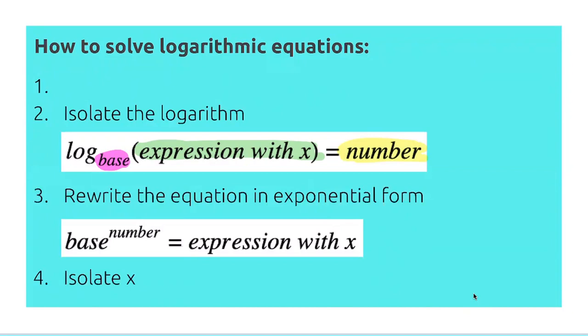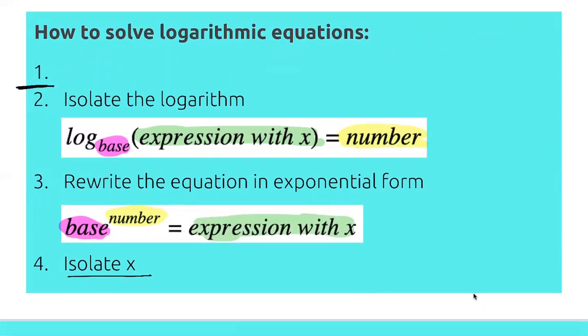Your third step is where you rewrite the equation in exponential form, meaning you go back to the base of a number, so base to an exponent equals that expression with x. And then our last step here is to isolate our x, okay? So the next few examples we're gonna see just require us to do steps 2, 3, and 4, all right? So isolate the log, rewrite the equation, isolate x.